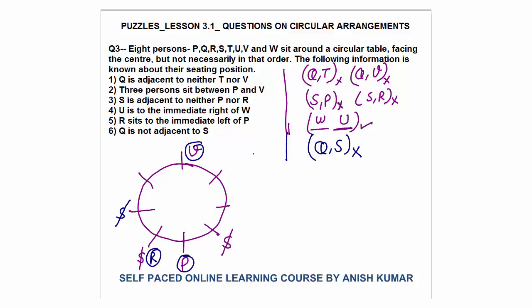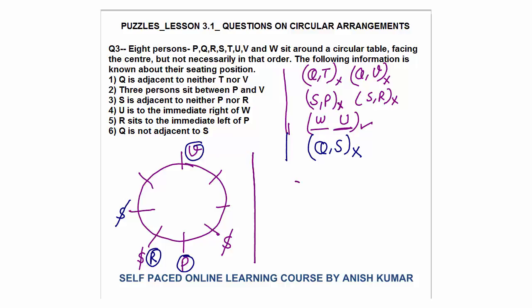So what I will do, whenever you get stuck, please make all possible diagrams. These two are very, very important things in circular or linear arrangement questions. First, you have to make the symbolic notation like this. Second, wherever you get stuck, please don't waste your time. Try to make all possible diagrams.